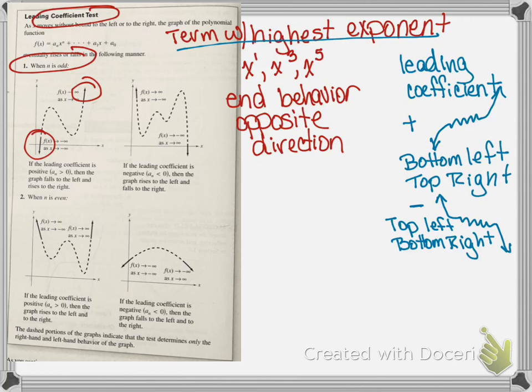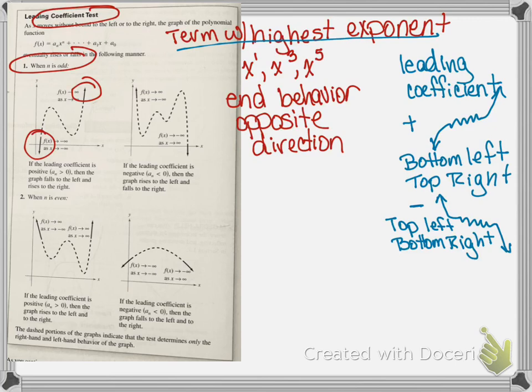Think about the stock market. If my line's going up, I'm gaining money. That's positive. The line's going down, I'm losing money. That's negative. Okay? The end behavior of an odd exponent is harder to visualize than the end behavior of an even exponent. Okay, so focus on that one.